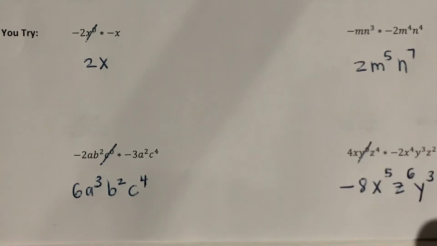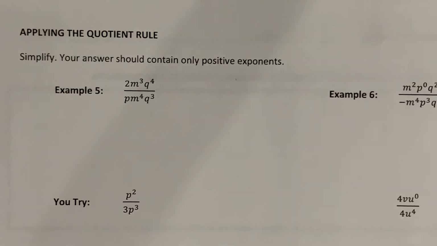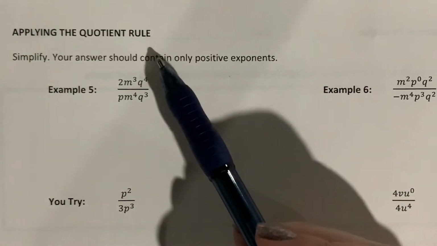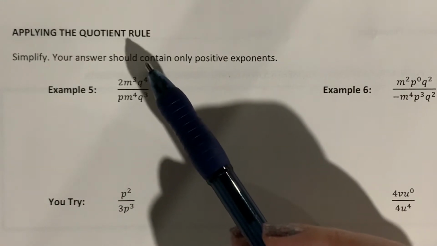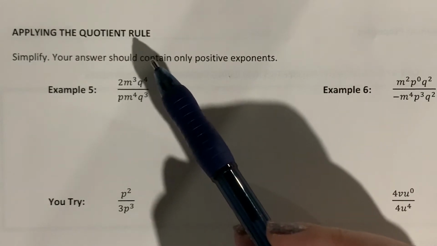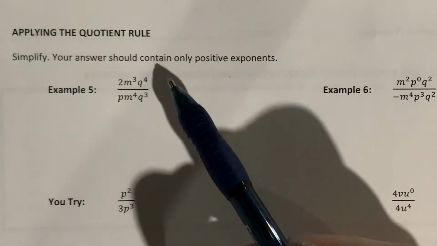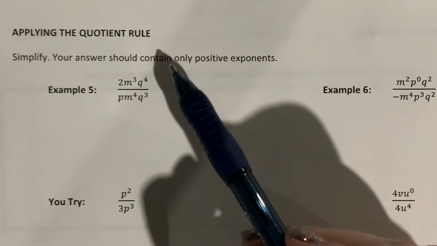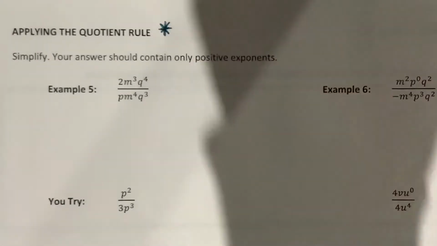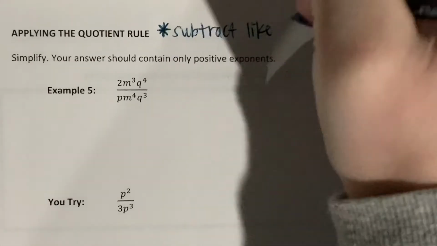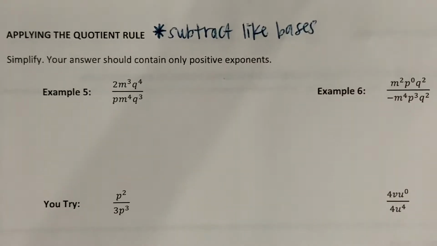So we've practiced with the product rule. Now let's flip to the back and take a look at the quotient rule. So we said the quotient rule is the exact opposite of our product rule. With product rule, we were multiplying like bases and we were adding the exponents. So now for quotient rule, we'll be dividing the like bases, and so we subtract the exponents. I'm going to make a little note here, which may be helpful. We said that we are going to subtract like bases. What I mean is we're looking at the exponents and we'll be subtracting them.